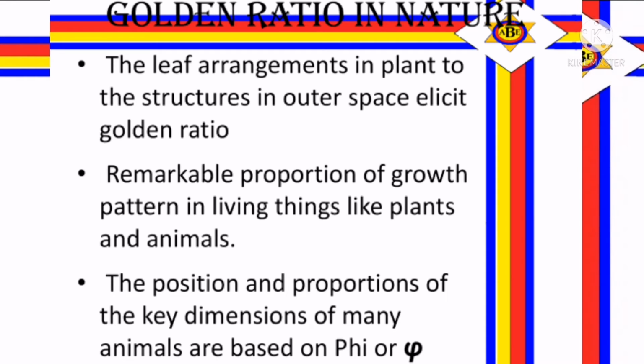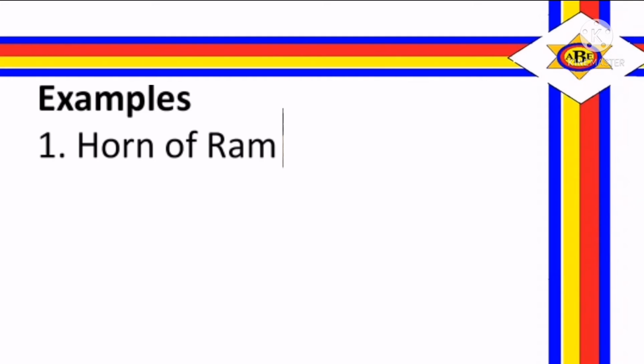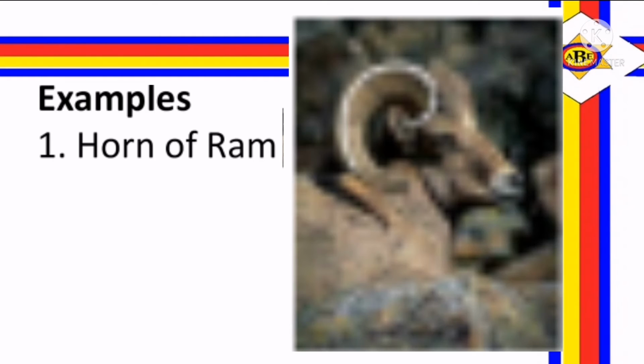Now, let's go to the golden ratio in nature. Do you know that the leaf arrangement in plants to the structures in outer space elicit the golden ratio? Remarkable proportion of growth pattern in living things like plants and animals. The position and proportions of the key dimensions of many animals are based on phi. Now let's have an example of the golden ratio in nature.